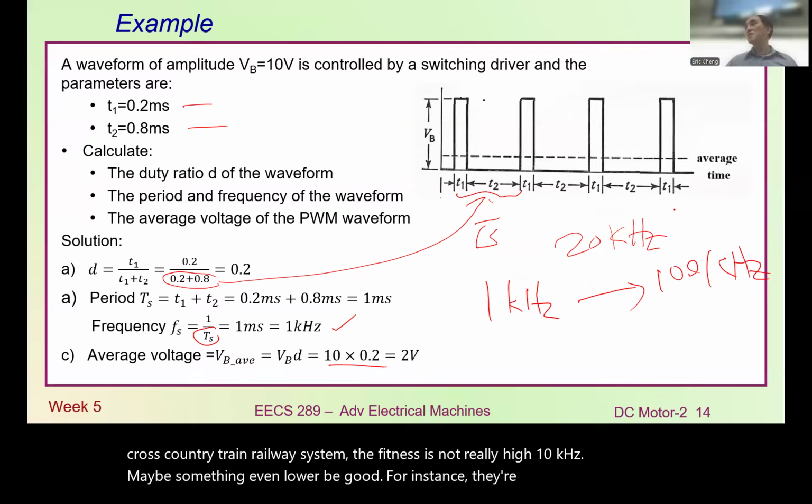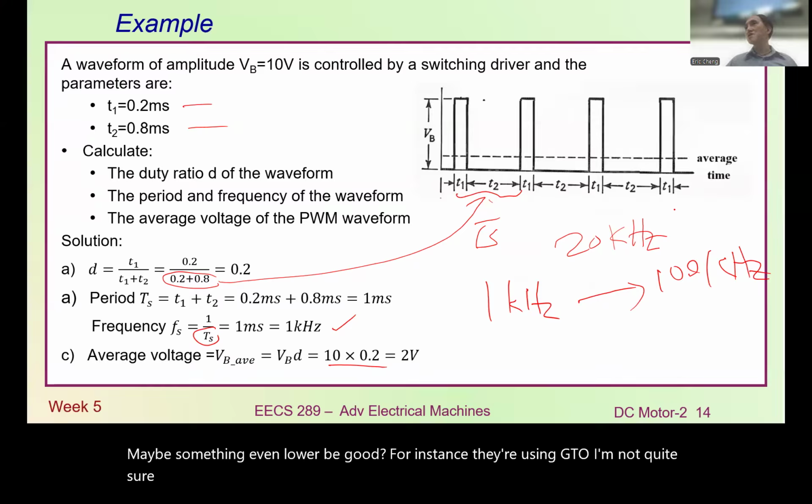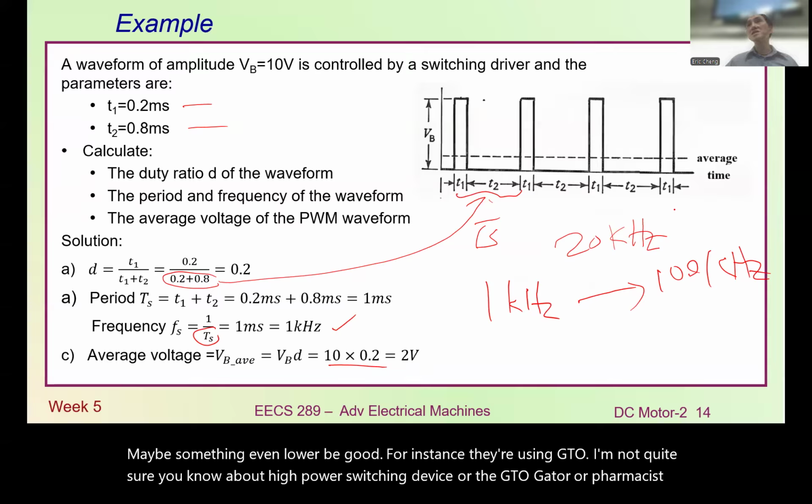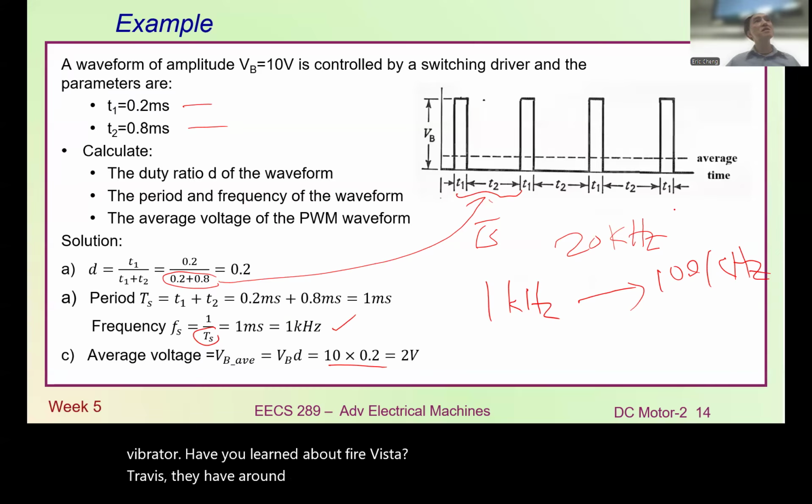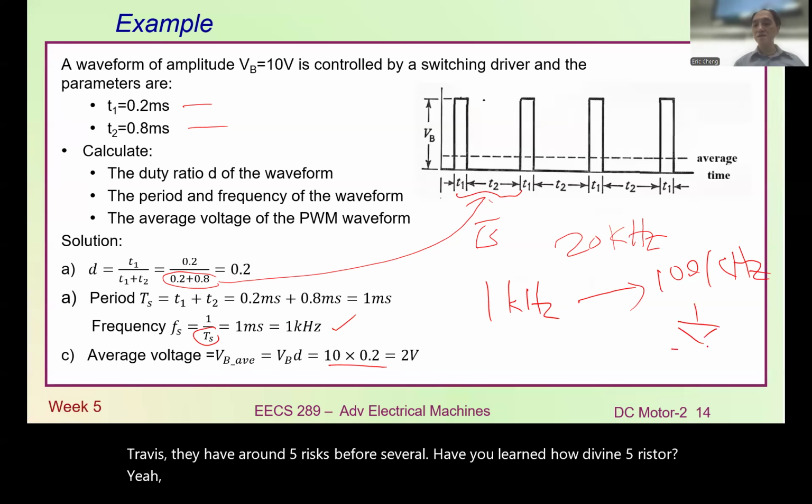I'm not quite sure you know about the high power switching device called the GTO, gate turn-off thyristor. Have you learned about thyristor? Thyristor, have you learned thyristor before? Servo, have you learned the power device, thyristor? Yeah. Yeah, thyristor is this, okay, yeah. That's the same symbol, thyristor.